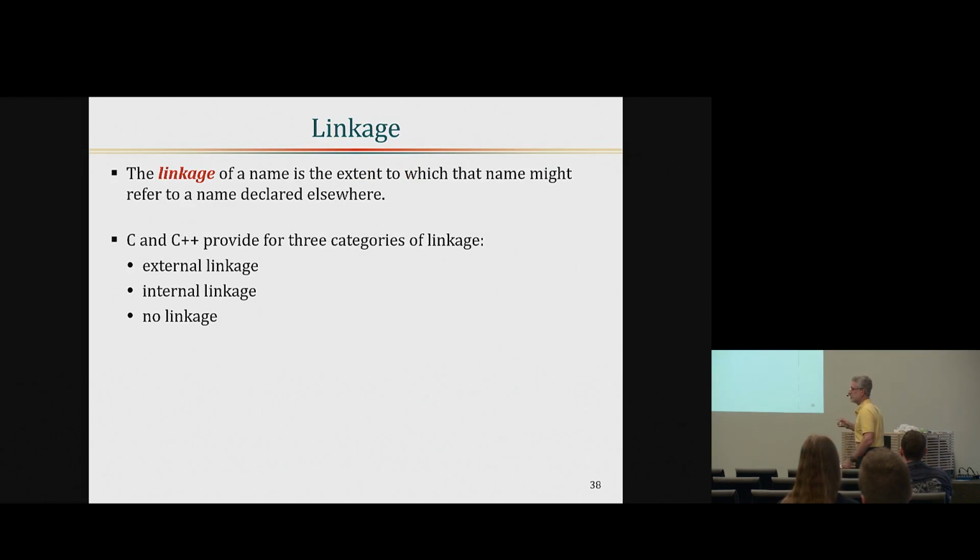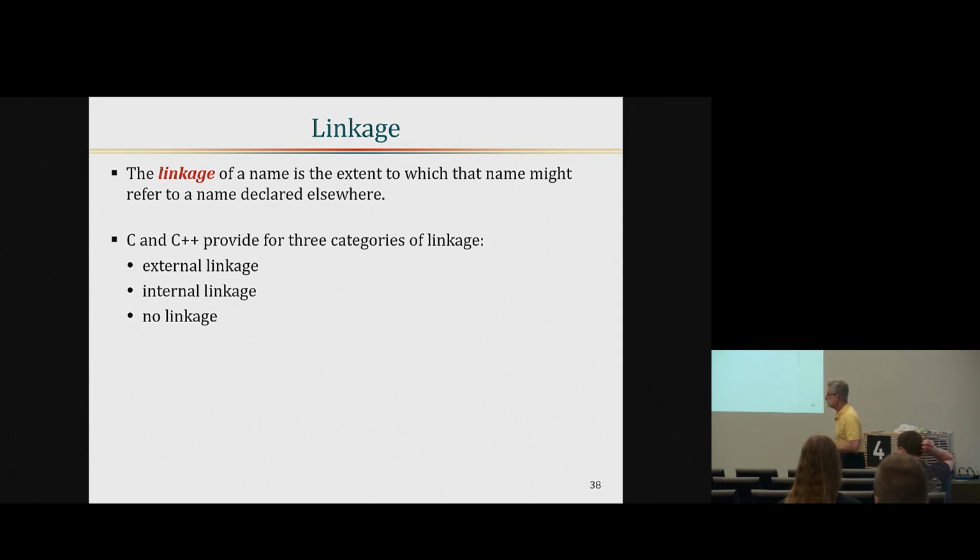And now linkage. This is the most interesting one. Essentially, linkage is the property that a name can have, which allows a name to be declared in more than one place and have those two declarations wind up referring to the same entity. That's what linkage is. And there are three kinds of linkage: external, internal, and no linkage. We're going to go through each of these in some detail.